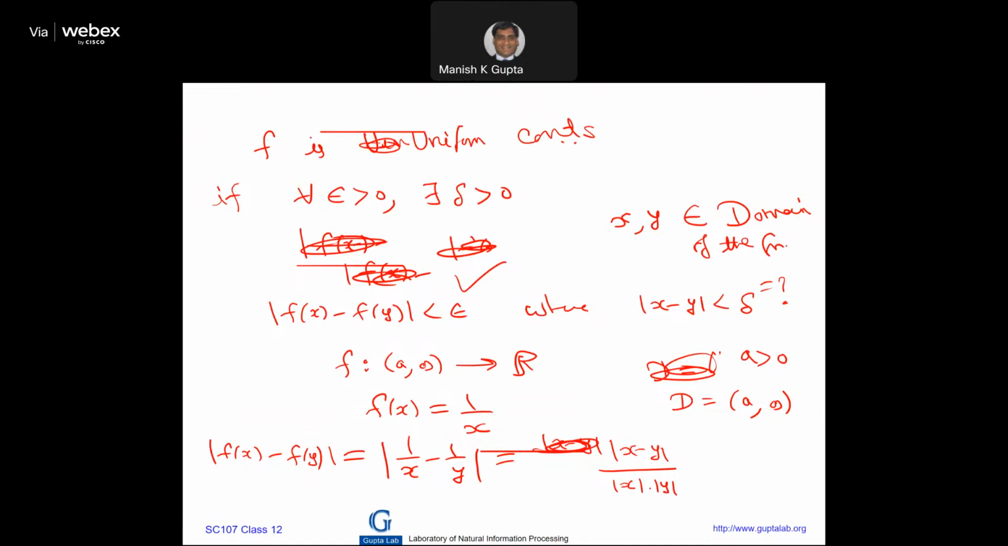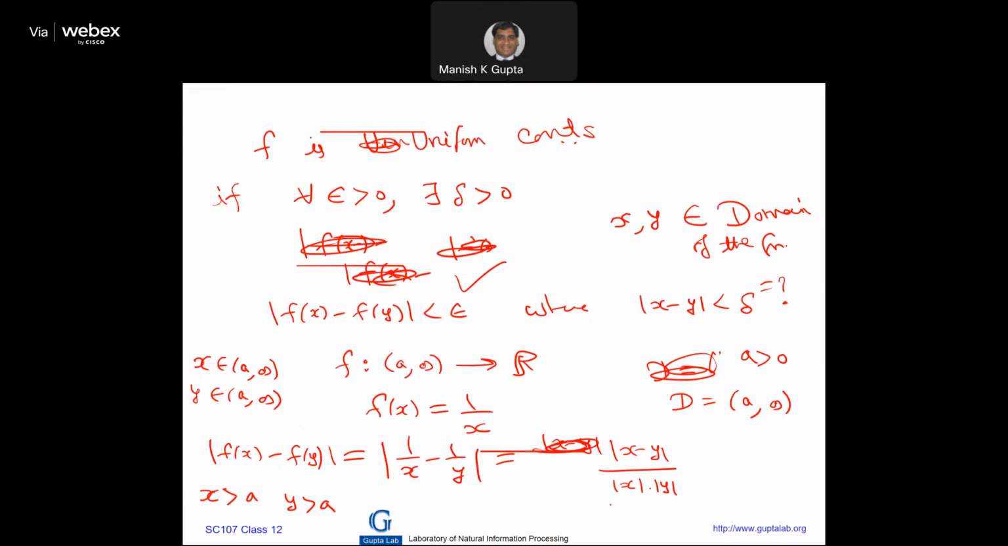So that means we are saying x belongs to (a, infinity) and y belongs to (a, infinity). X and y are two arbitrary points in this domain. That means we have that x is greater than a and y is greater than a. Do you agree? That means 1 over x is less than 1 by a, and the same thing for y, right?